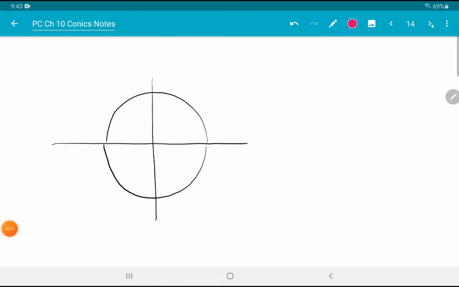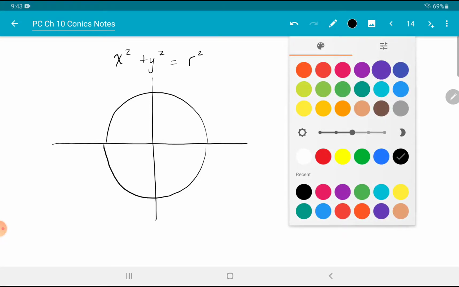In this video, let's take a look at the characteristics of an ellipse. If you recall, an ellipse is very similar to a circle. If we think of what a circle is made of, a circle has the equation x squared plus y squared equals r squared, and here in our diagram we have a circle.